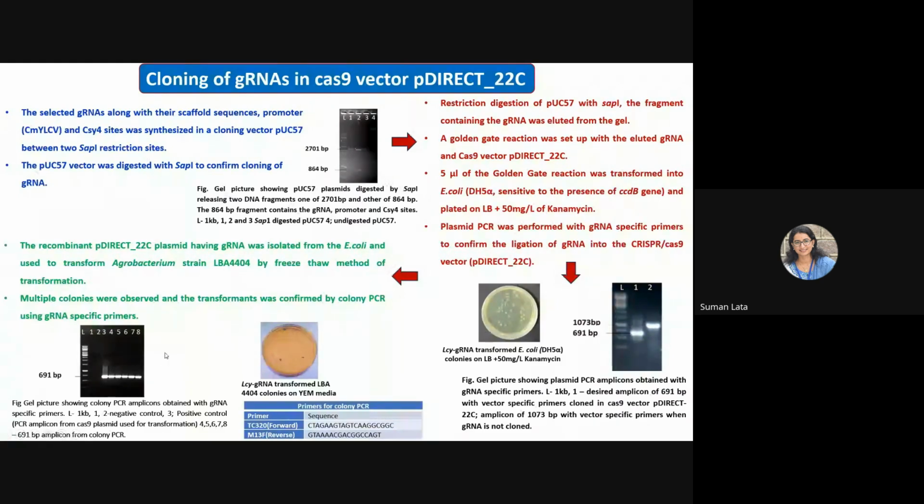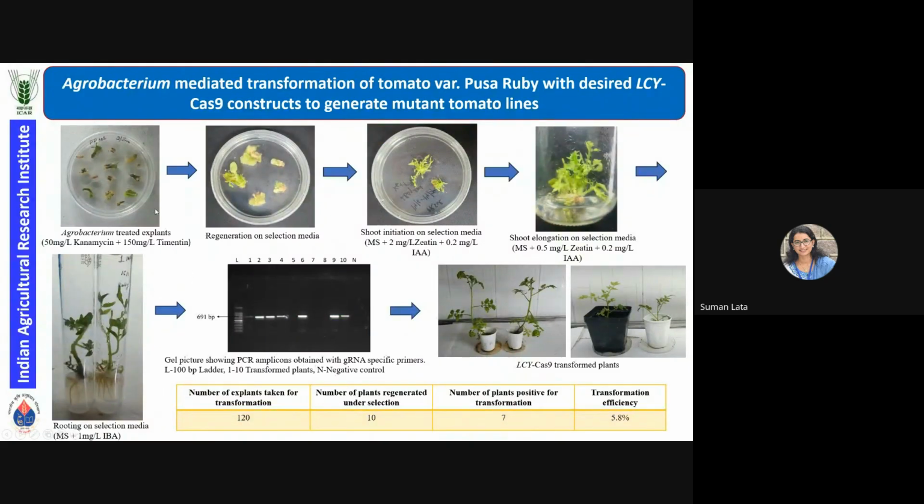And after the confirmation of the cloning in the Cas9 vector, this construct was used for the transformation. And this is the Pusa Ruby. So in this genotype, the construct was used for the transformation. And these are the transformants which were obtained on the selection media. So these transformants were checked by PCR and by sequencing, and these are the Cas9 transformed plants obtained.